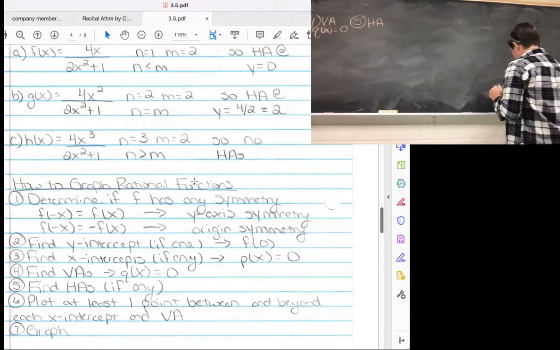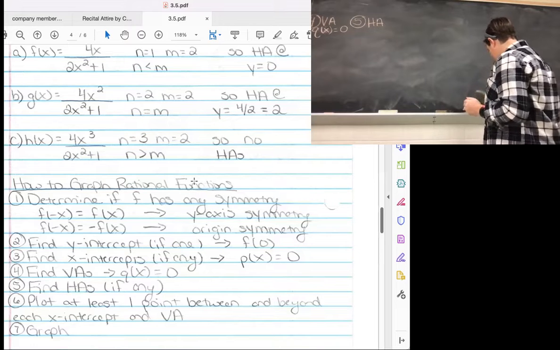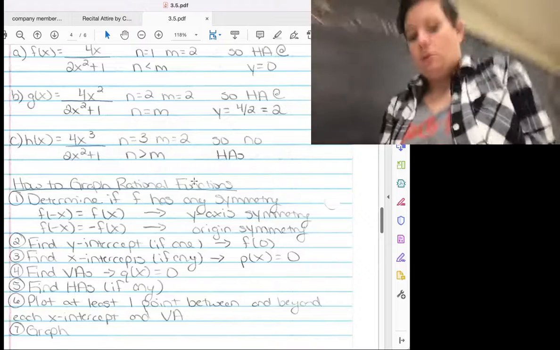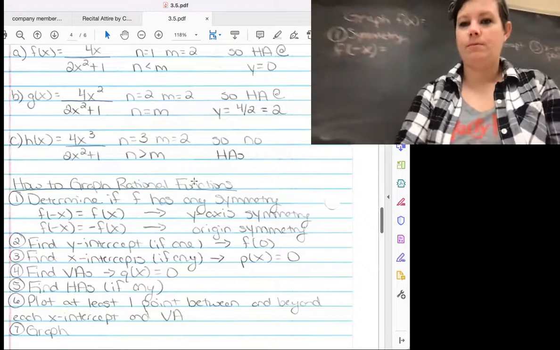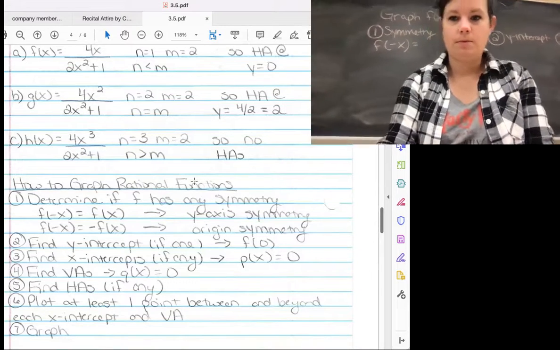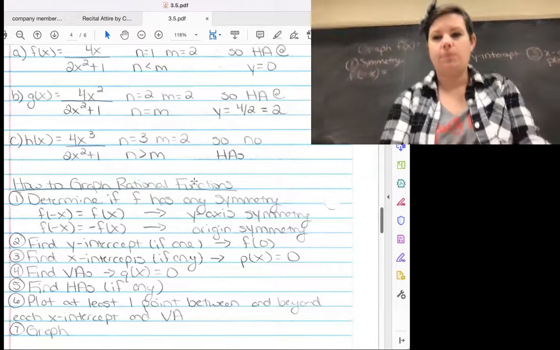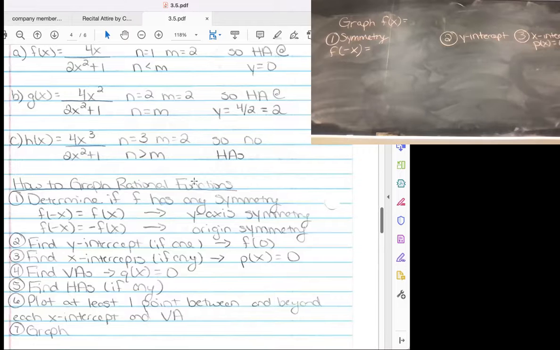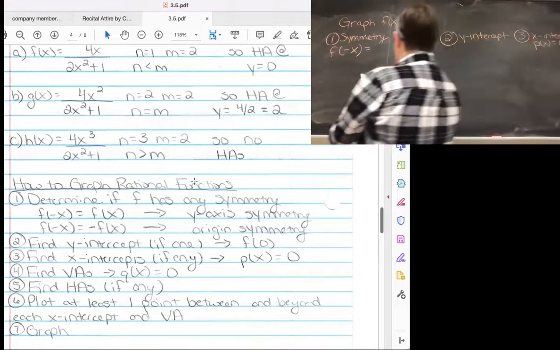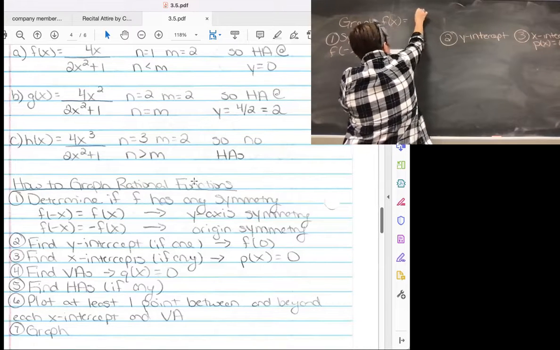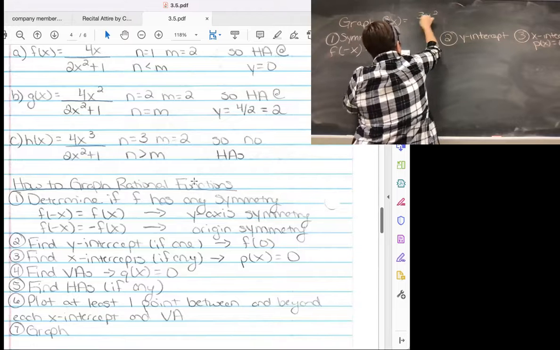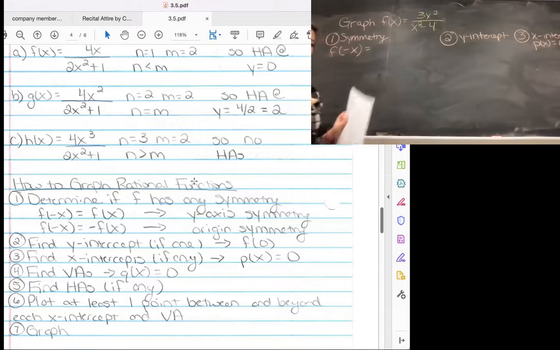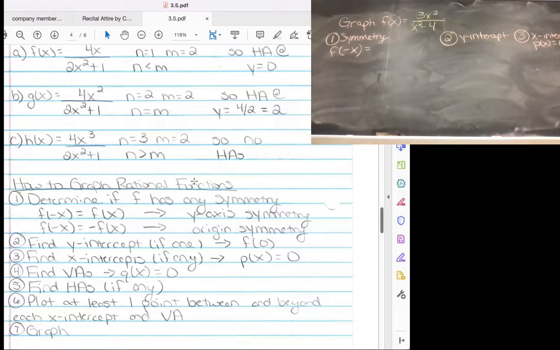All right, let's do one more example so that we can have a better grasp of how to do all these steps. This time we are going to graph f of x equals 3x squared over x squared minus 4. That's the function that we want to graph.